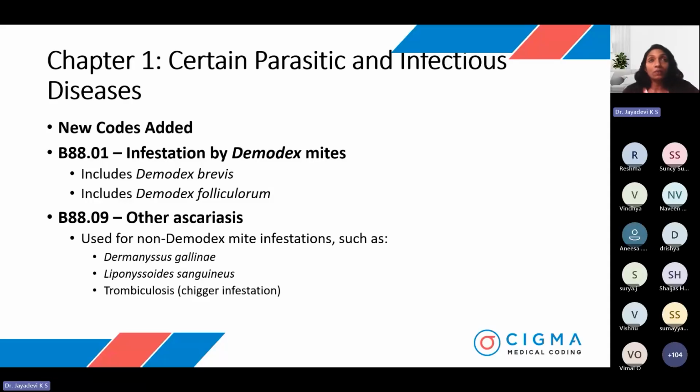Demodex mites are mites usually found in the hair follicles of human beings and even the eyelashes, but they are harmless. But if they cause some disease, the infestation has to be mentioned. These are the new codes: B88.01 for infestation by Demodex mites, and another code, B88.09, used for non-Demodex mite infestations.